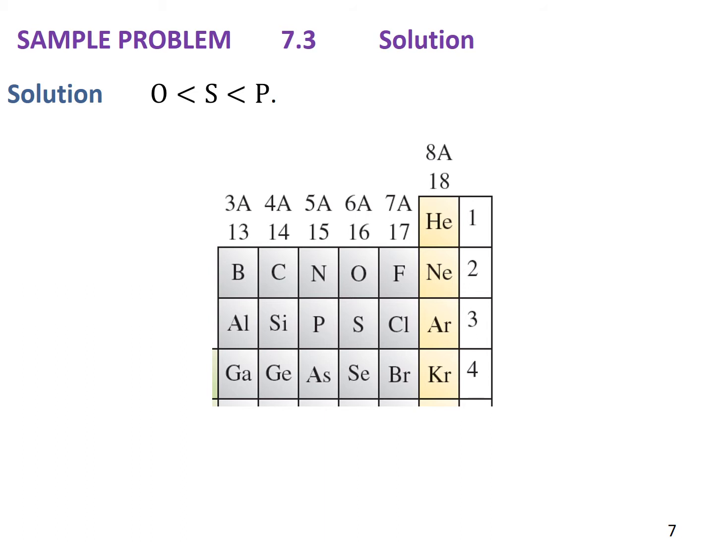So oxygen is the smallest. It has the lowest principal quantum number, so it should be a little smaller, and a pretty high Z effective since it's farther across to the right on the periodic table. So oxygen will be the smallest. Then sulfur will be bigger, higher principal quantum number. But it will be smaller than phosphorus because sulfur will have a higher Z effective than phosphorus.